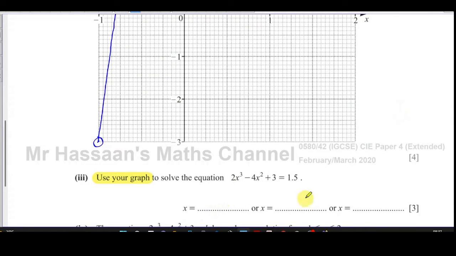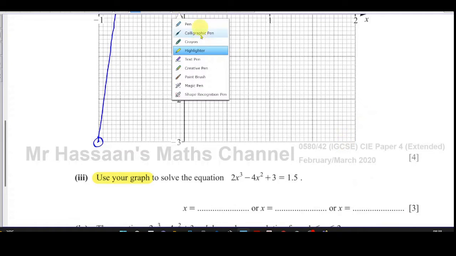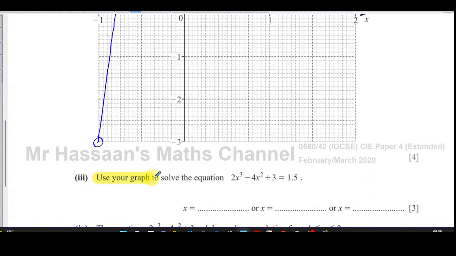So you don't just write down the correct answers by using, for example, the calculator equation function, or rearranging this and using the calculator equation function where you can solve any equation. If you do that, you won't get any marks. What you want to do is show the examiner that you know how to answer this question using the graph.